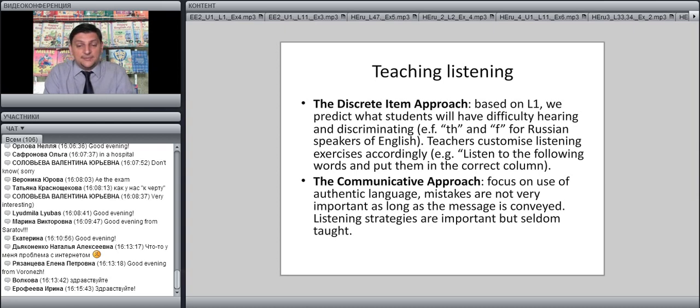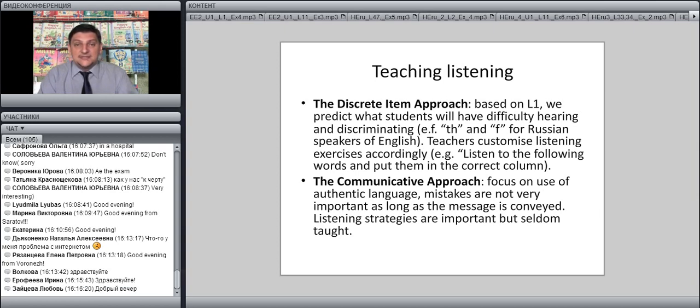Another approach is called the communicative approach. You've heard lots of things about it, and as you know, the communicative approach focuses mainly on use of authentic language, and errors are not that important because the main goal is to understand the meaning. And if somebody makes an error or makes a mistake, it doesn't really matter all that much. It's not such a big problem.